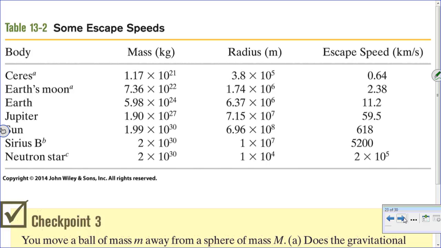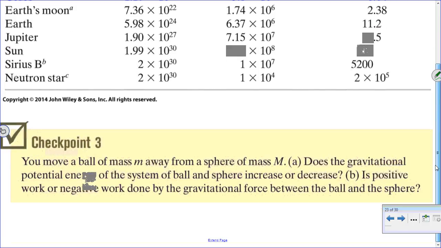All right, cool. So here's a list of different escape speeds from different planets and moons. Look at it at your leisure. These two questions should be pretty straightforward, hopefully. It says you move a ball of mass m away from a sphere of mass capital M. Does the gravitational potential energy increase or decrease? If I move this ball of mass little m away from the ball of mass capital M, did I just increase or decrease the potential energy?